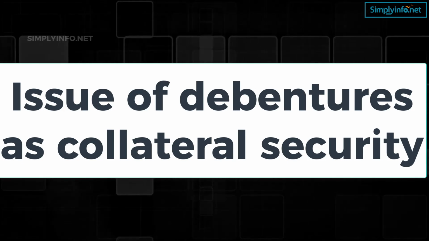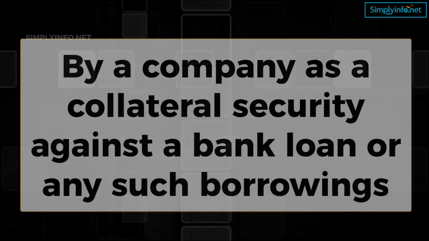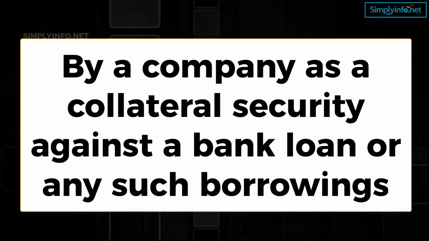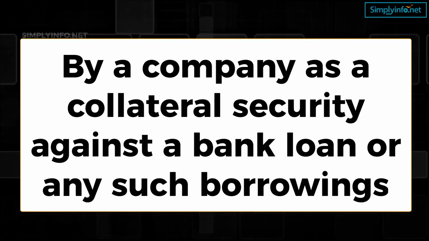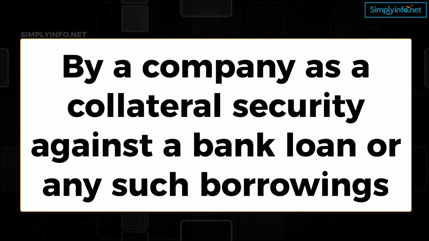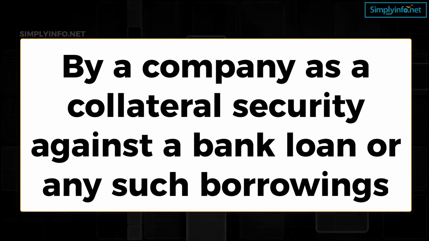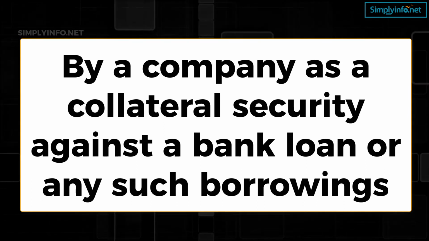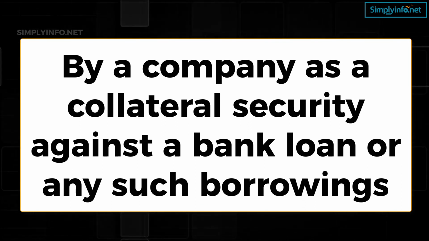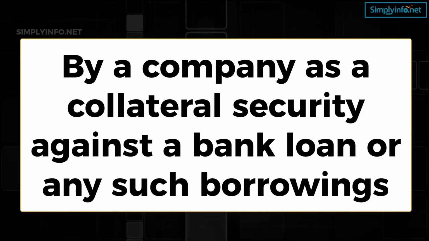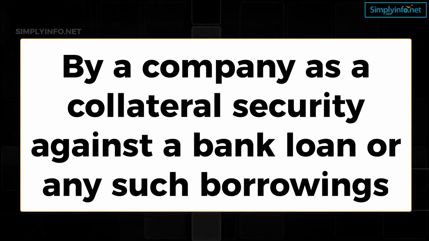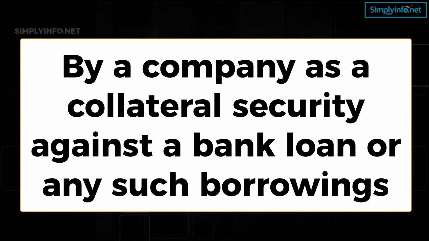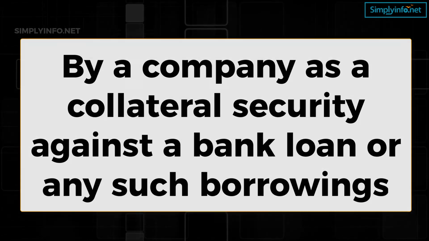Issue of debentures as collateral security. Debentures can also be issued by a company as a collateral security against a bank loan or any such borrowings. A collateral security is a security that is provided along with the actual security against the loan taken. Debentures issued as such are a contingent liability for the company, which means the liability may or may not arise. Only when the company defaults on such a loan will this liability arise.